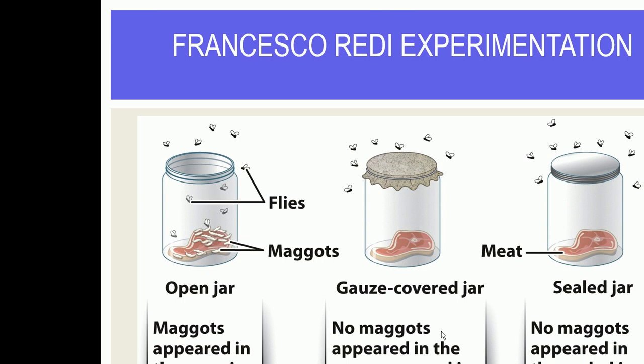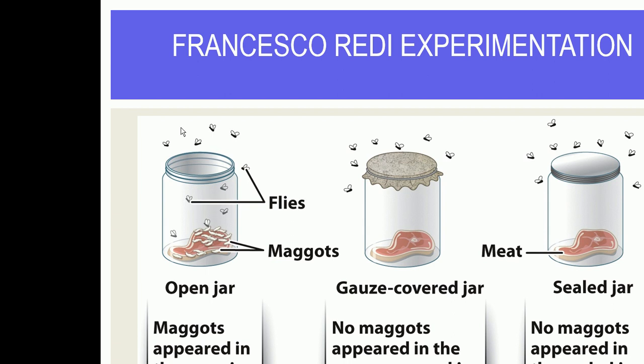Now these are some of the experiments which were done many years back by some very famous scientists, and these experiments have used the scientific method. This is a very famous scientist called Francisco Redi. So what did Francisco Redi observe?